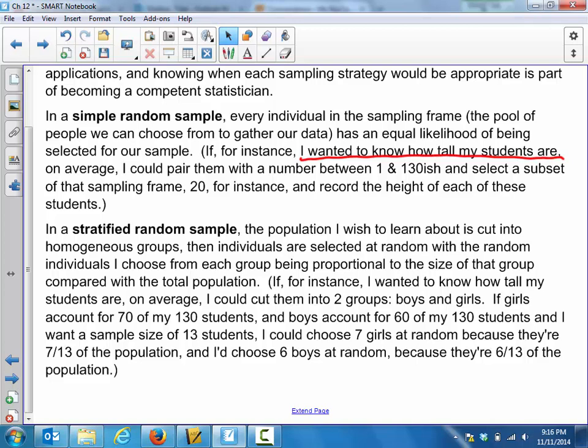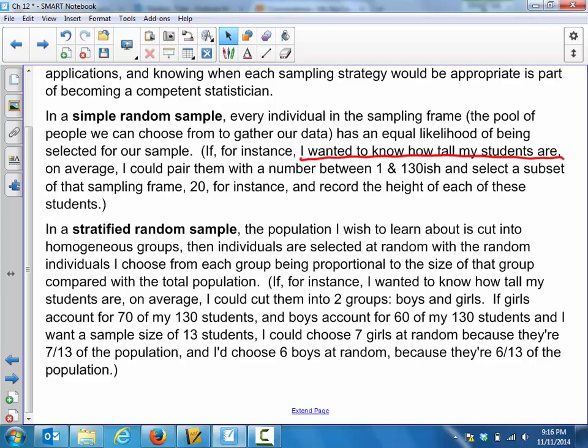If, for instance, I wanted to know how tall my students are on average, I could cut them into 2 groups, boys and girls. If girls account for 70 of my 130 students and boys account for 60 of my 130 students, and I want a sample size of 13 students, I could choose 7 girls at random because they're 7/13ths of the population. Where that fraction came from is simply 70 divided by 130. Okay? And I choose 6 boys at random because they're 6/13ths, or 60 divided by 130 of the population.